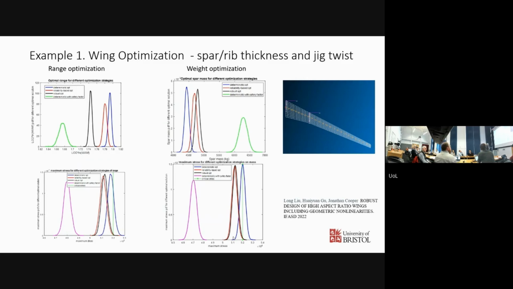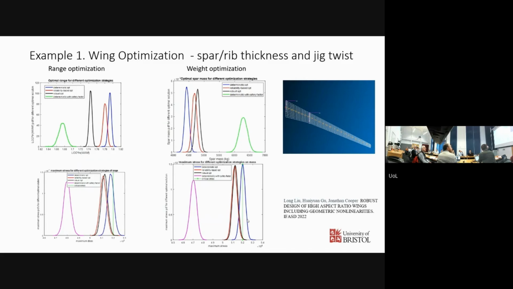If you look at the bottom right-hand corner, this is showing the stress, and the deterministic result gives an answer which is spot on the limit. But as soon as you start putting in some uncertainty, so variation in the various structural element thicknesses and also the jig-shaped twist, what you can see in the bottom right-hand corner, let's use the cursor, is that a whole series of cases exceed the stress limit.